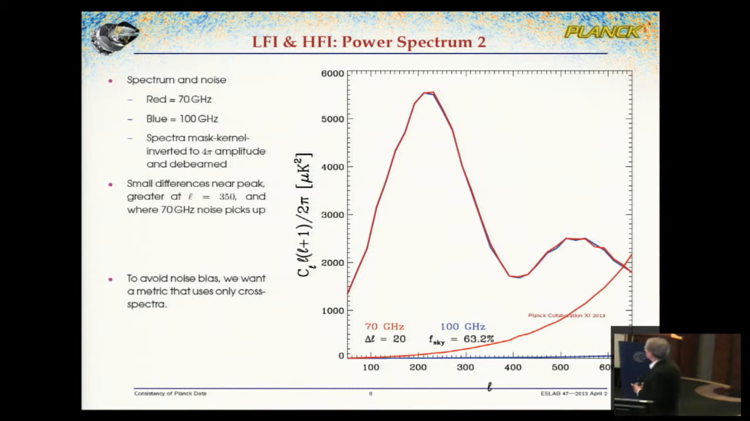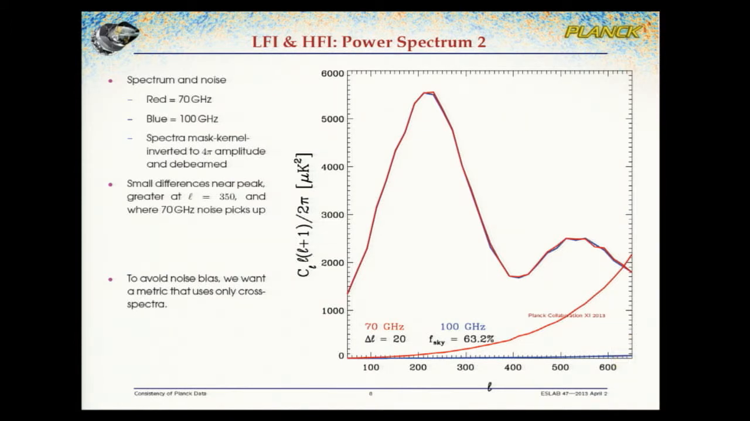Here are 70 gigahertz in red and 100 gigahertz in blue, plotted on top of each other. These are beam and pixel window corrected pseudospectra, minimum processing.